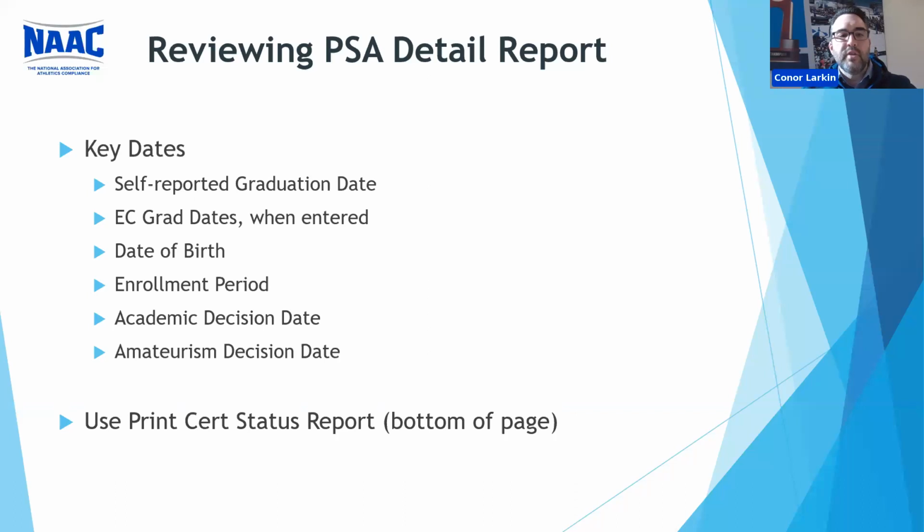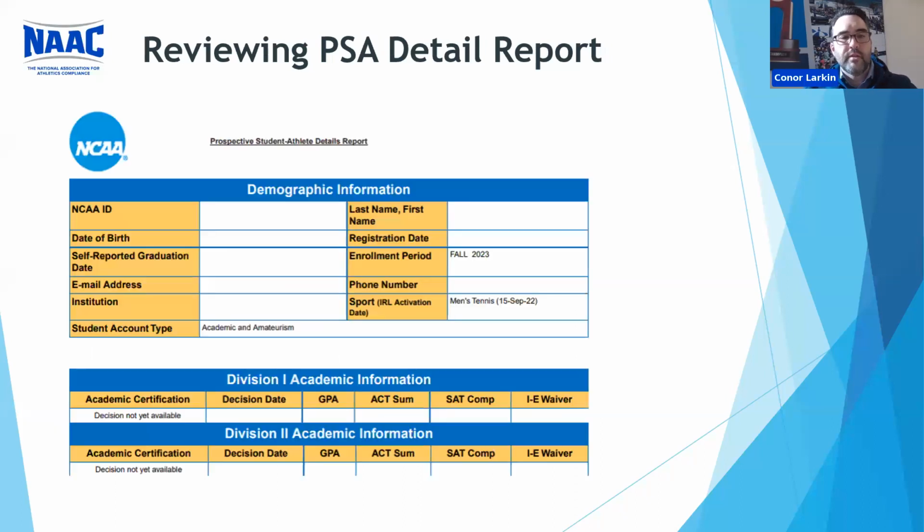Another thing you can check out is the print cert status report. And I recommend using this whenever possible. It's linked at the bottom of the PSA detail report, and it'll help you obtain a snapshot of the account as it stands when you run this option. It'll basically capture information on that specific date that you're reviewing the account. And you'll see different dates and data entered on this report, and then you can share this with your coaches. So if you go to the next slide, you'll see what that looks like.